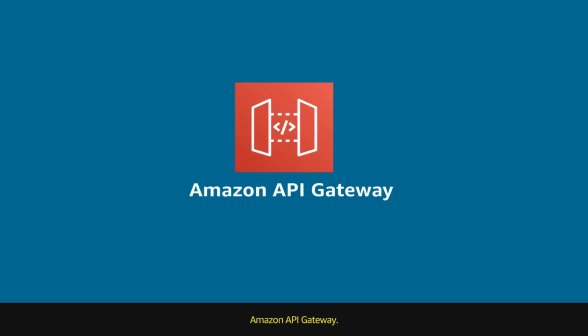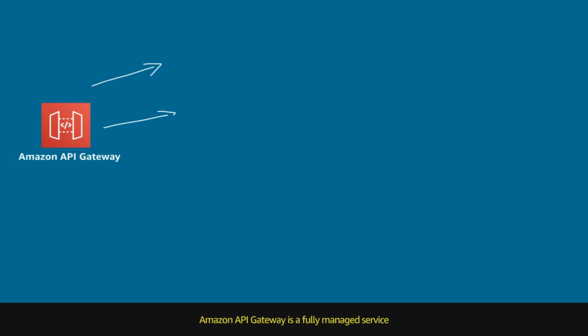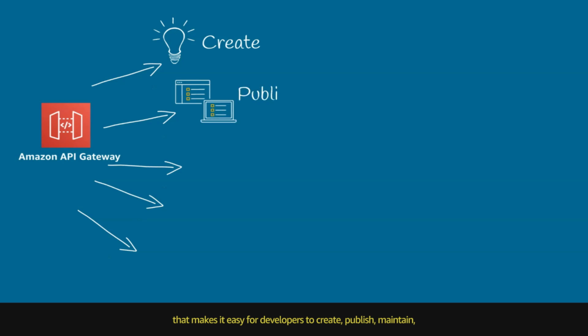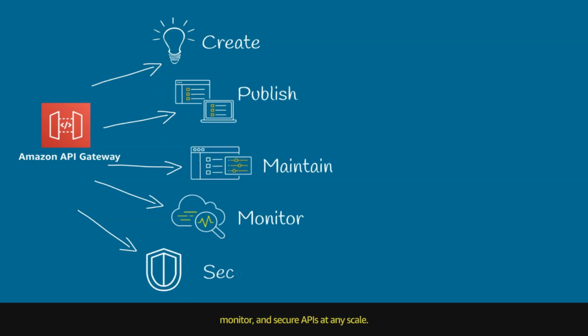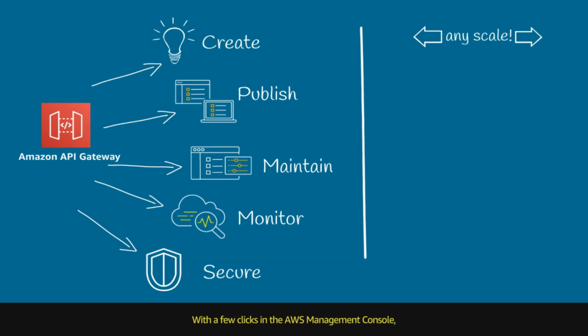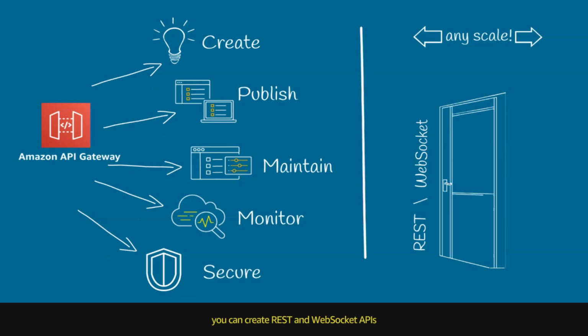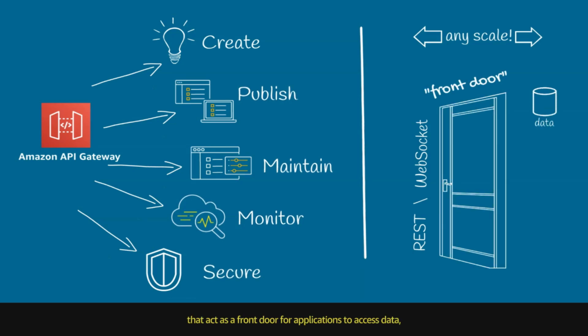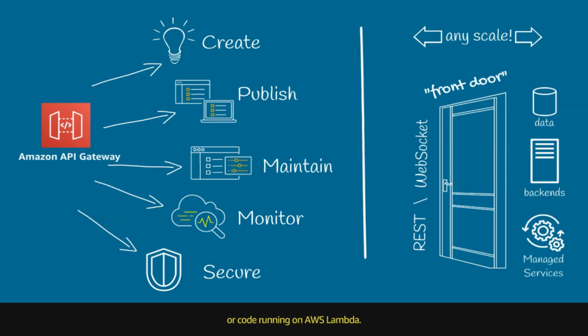An API Gateway. Amazon API Gateway is a fully managed service that makes it easy for developers to create, publish, maintain, monitor, and secure APIs at any scale. With a few clicks in the AWS Management Console, you can create REST and WebSocket APIs that act as a front door for applications to access data, business logic, or functionality from your backend services, such as workloads running on Amazon Elastic Compute Cloud or code running on AWS Lambda.